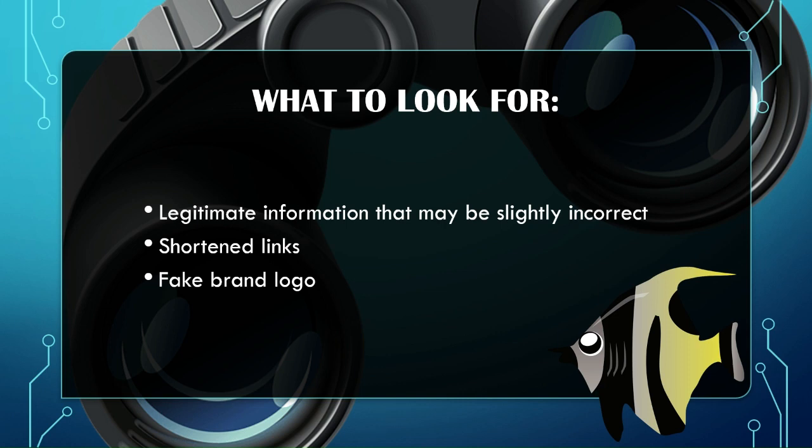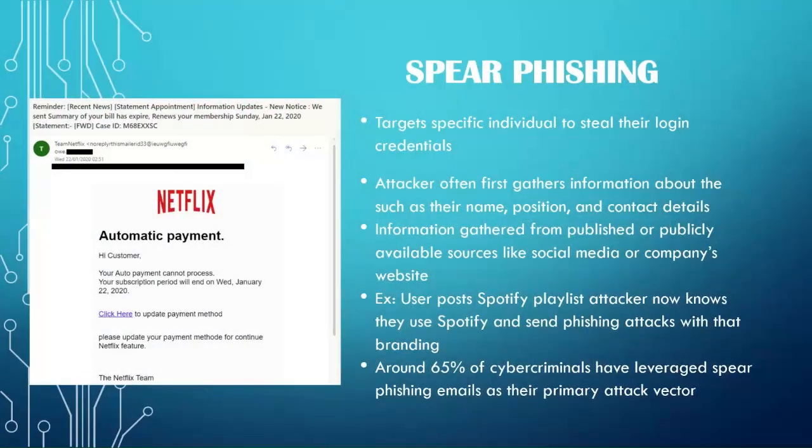And then the third thing to look for is fake brand logos. Look at company logos and see if they match what the company is using currently. It may be a very old logo or a past used one. So looking out for those things is a good telltale sign when looking for an email phishing attack.